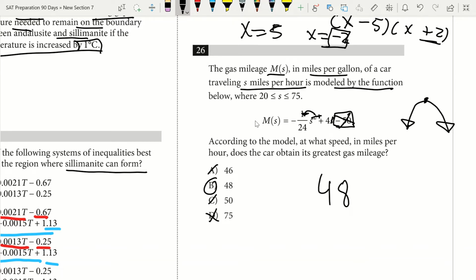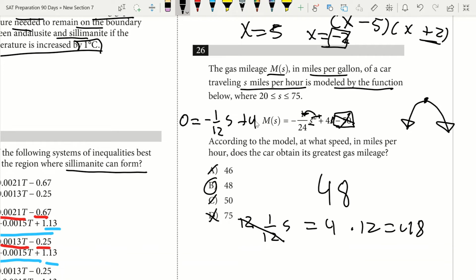Then we set it equal to 0. So what we'd have here is 0 equals negative 2 over 24, which is the same as negative 1 over 12, times s, and then plus 4. At that point we'd add 1/12 s to each side, set it equal to 4. Then we have to multiply each side by 12 to get s alone, and we see 4 times 12 gives us 48. In my opinion, that's the fastest way to do it.